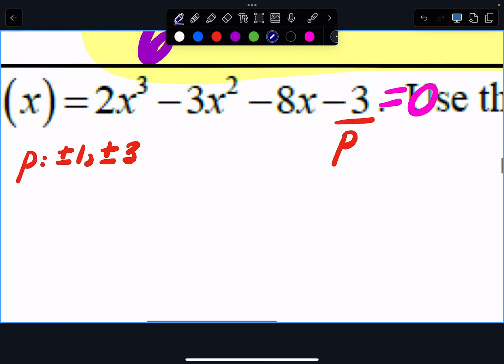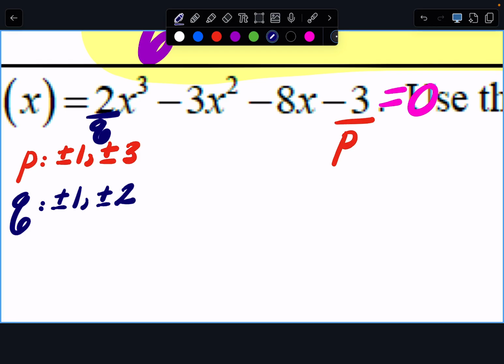Then what we're going to do is list out our factors of Q. Now, once again, Q has no particular significance. They just picked something to be able to talk to each other. So the leading coefficient is always going to be called Q. So we're going to list out factors of the leading coefficient. So what multiplies to be 2? Plus and minus 1, plus and minus 2.